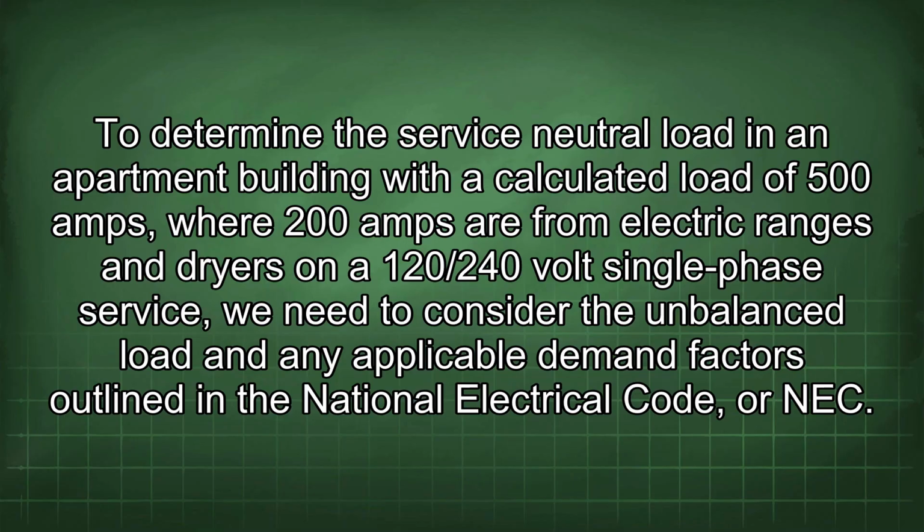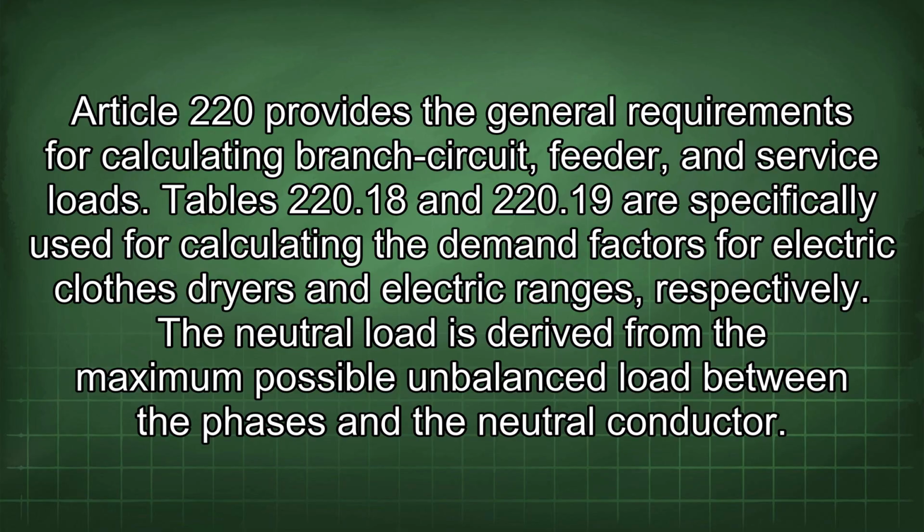To determine the service neutral load in an apartment building with a calculated load of 500 amps, where 200 amps are from electric ranges and dryers on a 120/240 volt single-phase service, we need to consider the unbalanced load and any applicable demand factors outlined in the National Electrical Code, or NEC. Article 220 provides the general requirements for calculating branch circuit, feeder, and service loads.